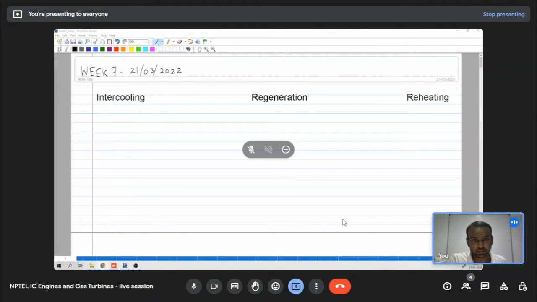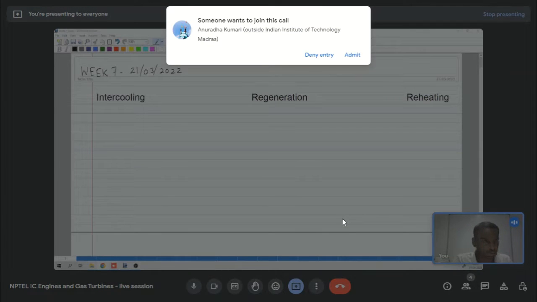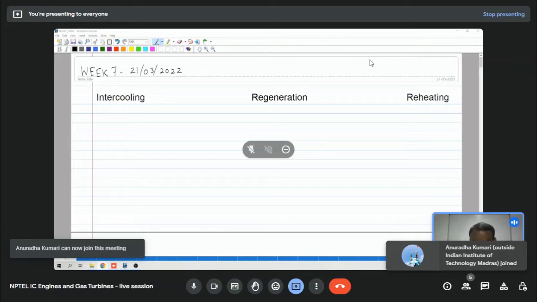In NPTEL, today I will go through the concepts of intercooling, regeneration and reheating for gas turbines. Last week we had some problems on the standard Brayton cycle, and now we will see some additional concepts for the Brayton cycle.